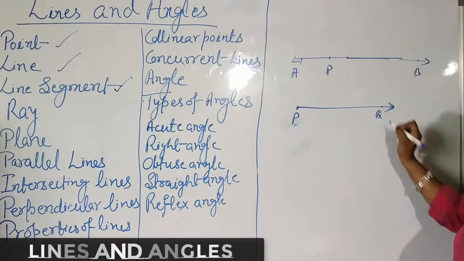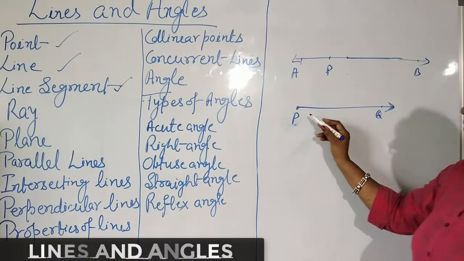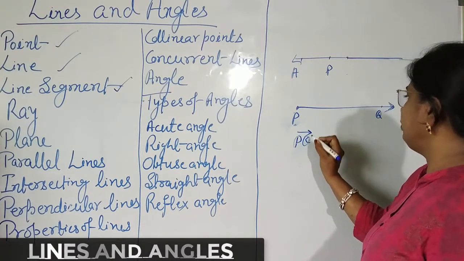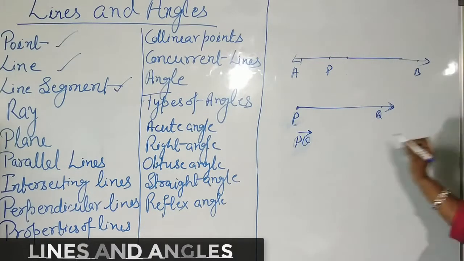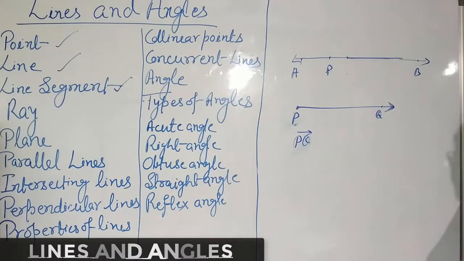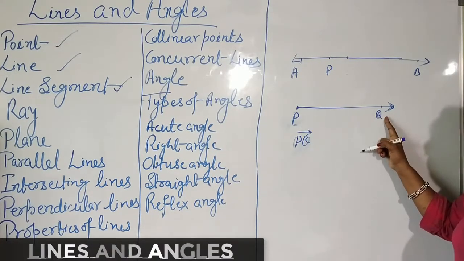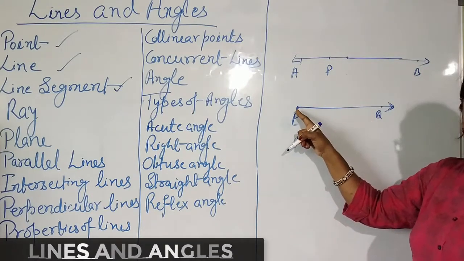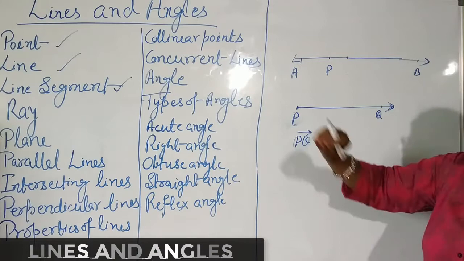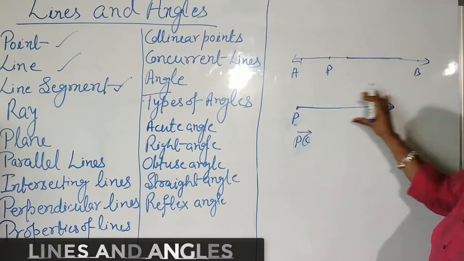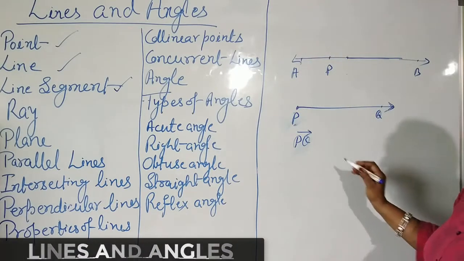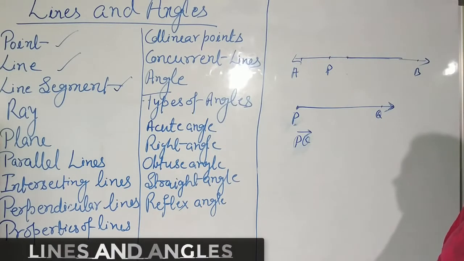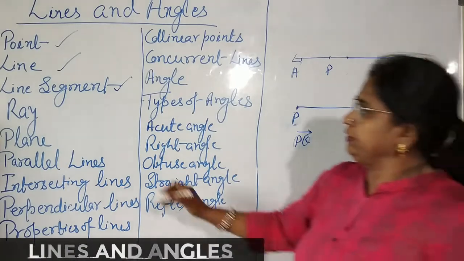Suppose there is Q, PQ. Then ray is denoted by PQ in one direction where proceeding ahead. That side is arrow symbol. Ray is also a part of line, has one end point, initial point, and going to infinity in a straight path. It is denoted by PQ like this symbol. That is ray. Ray is over.